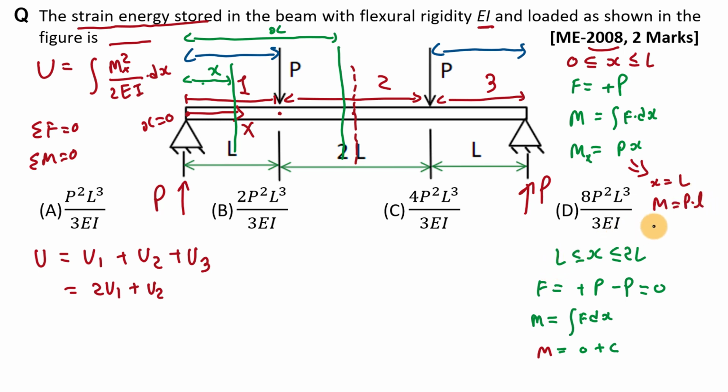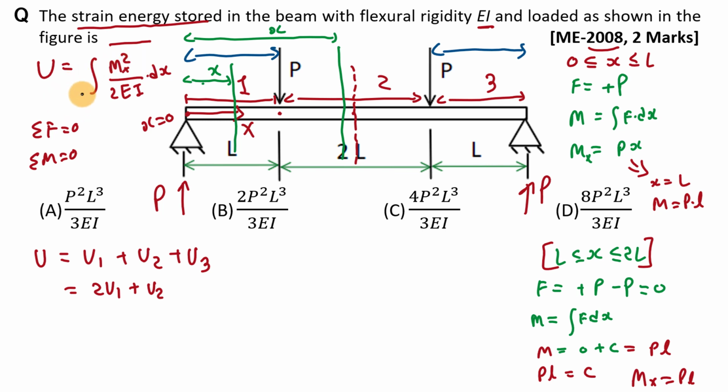From this expression, at x is equal to L, bending moment will be P into L. And here if we put this condition in this equation, then we can say that M is equal to P into L at x is equal to L. And here there is no value of x in this expression, so it is actually equal to C. So here value of C is P into L. So we can say that bending moment is P into L, and that is constant in this interval from here to here. So here we can say that Mx is equal to PL in this second interval. Now we have value of Mx.